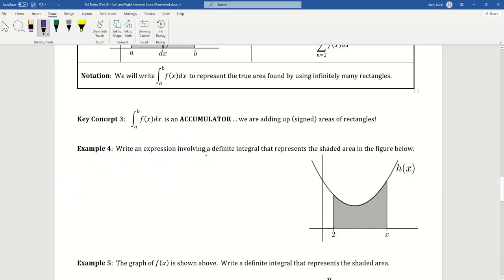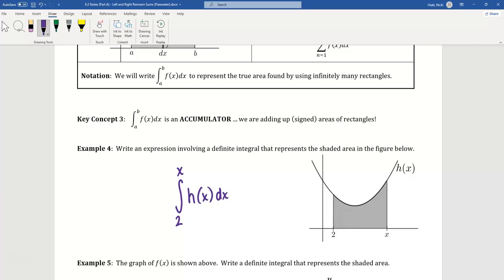I do want us to think about the notation that we're going to use here a little bit. So if I have here, write an expression involving a definite integral that represents the shaded area in the figure below, when we're writing this equation, we are finding the area under the curve. What's the name of this curve? H of x. And since there is an x on the inside of that parentheses, I'm going to put a dx here with that. And then what are our limits that we're looking at here? 2 up here, 2x.